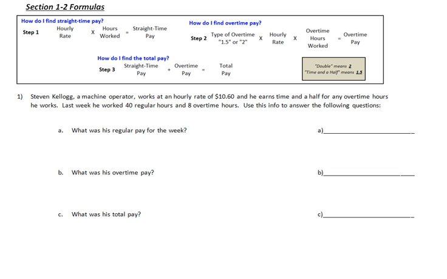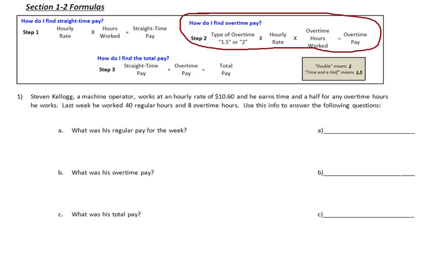Now, as we look at these formulas, what we are going to see is that step 1 is identical to the step that we used for section 1-1. It's all about straight time pay. Hourly rate times hours worked equals straight time pay. So that one's pretty familiar. The second step is new, and this is how we calculate overtime pay.